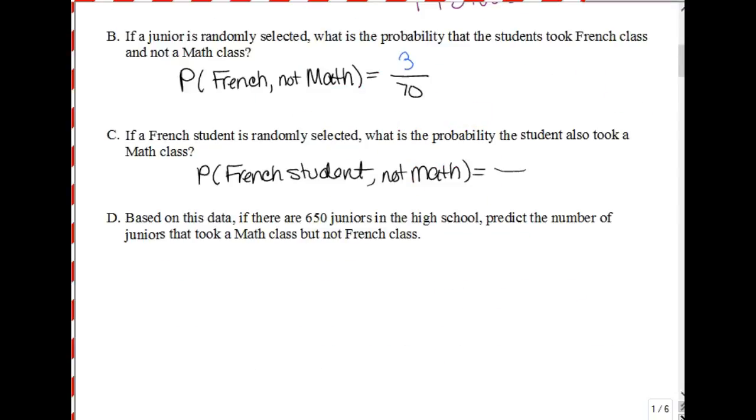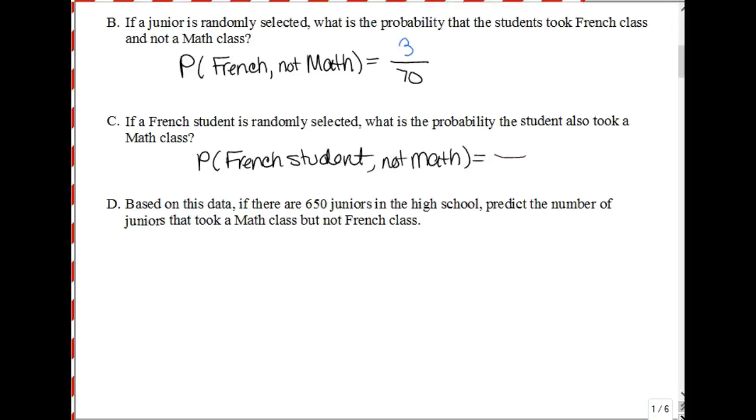Now we're looking for, if a French student is randomly selected, what is the probability that that student also took a math class? Let's focus on the denominator. What is our sample space? So we are only talking about the 20 students who are in a French class. Now, what's the probability that those students also took a math class? What is the numerator? That would be the 17 that were in our and category.